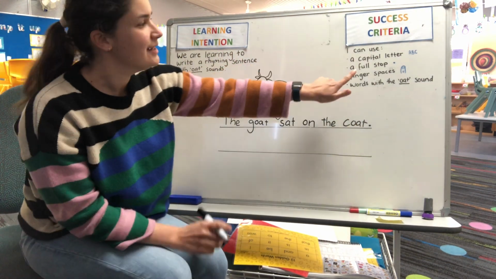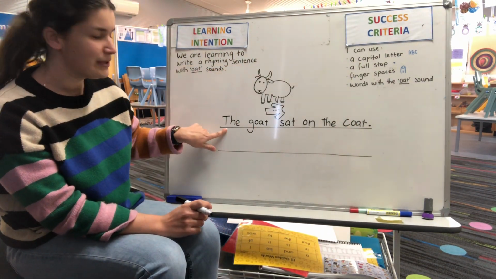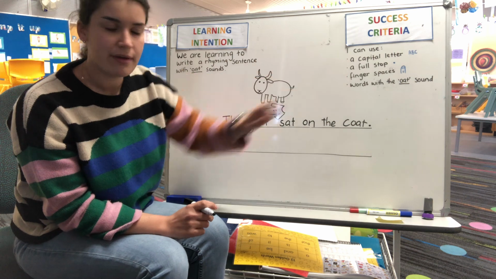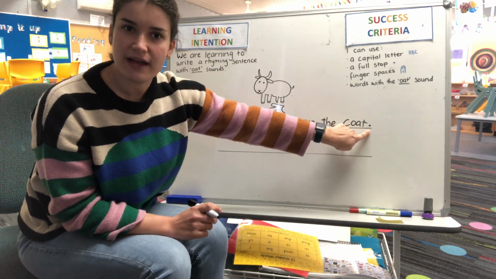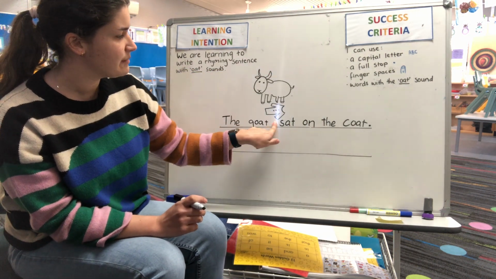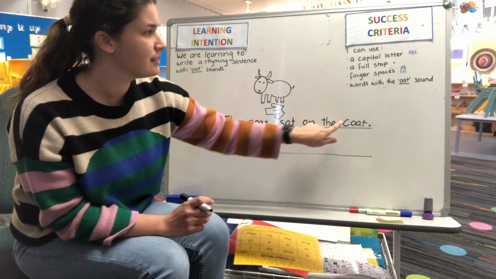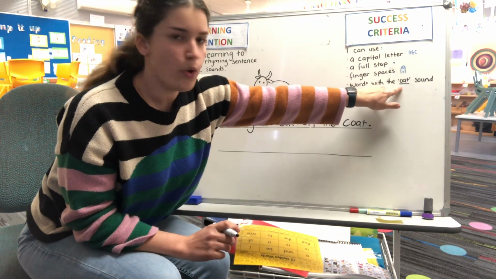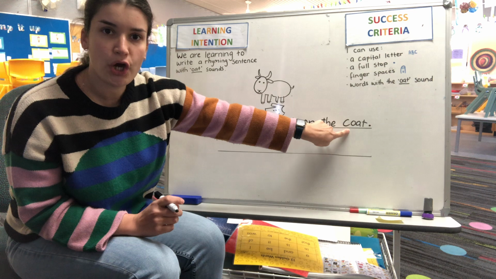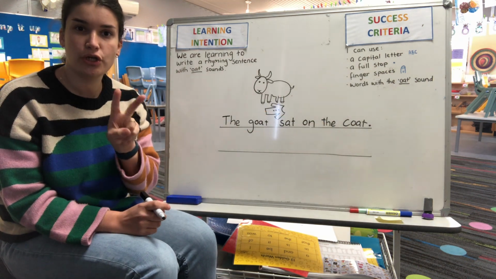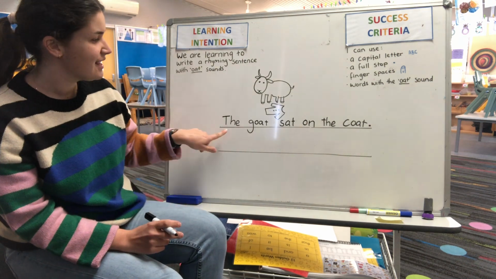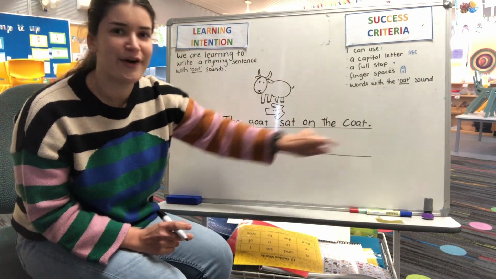Let's have a look over here. Did we use a capital letter? We did put a capital T at the start of our sentence. Did we use a full stop? There's a full stop at the end of our sentence. What about finger spaces? I made sure I put a finger space in between each of my words. Did we use words with the oat sound? We used g-oat, goat, and k-oat, coat. So we used two rhyming words with the oat chunk at the end. So our sentence says, the goat sat on the coat.